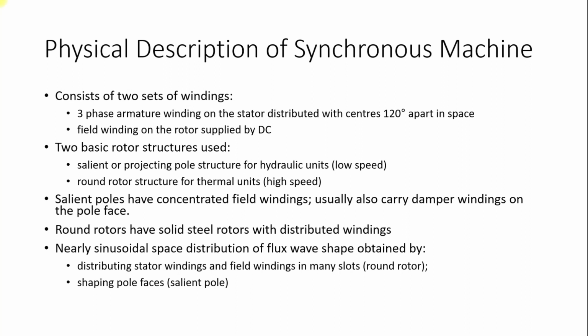The two basic configurations of rotor used are the salient or projecting pole structure, which is mostly used in hydro units, and these are usually used when we have low speed prime movers. For instance, in hydraulic systems, the prime mover usually operates at a speed of 90 RPM, 100 RPM, 144 RPM, 200 RPM. So due to this low speed, we use the salient pole or projecting pole structure. Whereas the other type of rotor is the round rotor structure, which is mostly used by thermal units, or high speed units, where you have 3600 RPM or 1800 RPM speed.